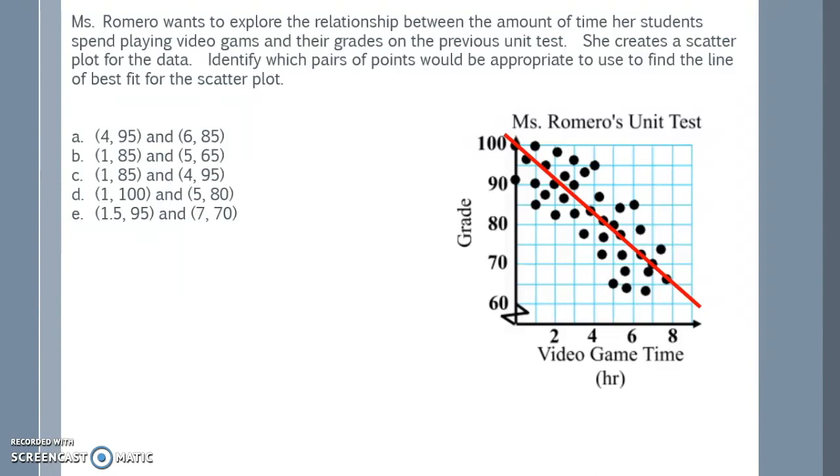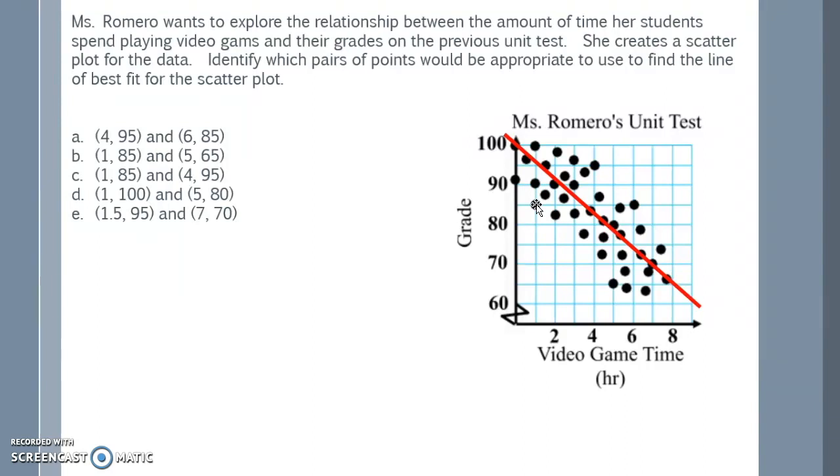So I've kind of drawn a line here as an estimation. If I go through the points listed, I would have the point (4, 95), which is well above our chosen line, our line should be, so A can't be it. We could choose (1, 85), which would be here. However, that's well below the line, so we can exclude then B and C.